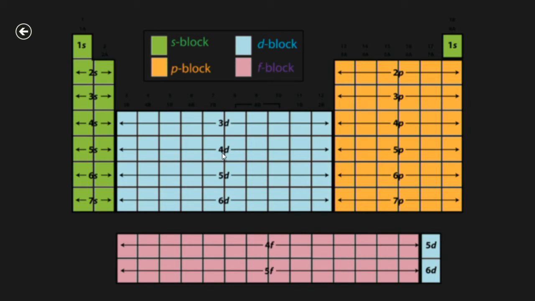Because remember, it's technically a lower energy level. This is like a subshell. So we're going to fill these first before we go and try to fill the 5p. So you can't count these as valence electrons. And that's what I wanted to get to right now.